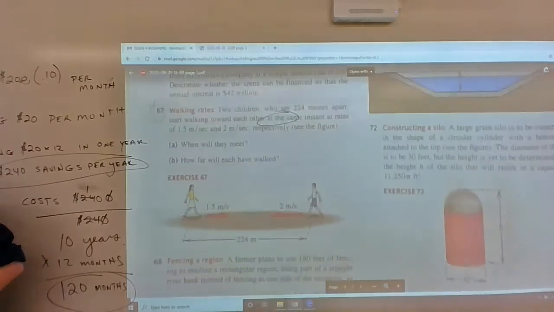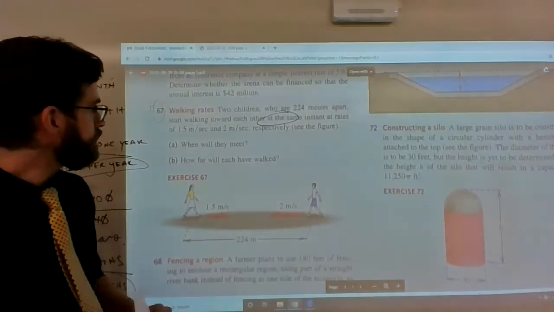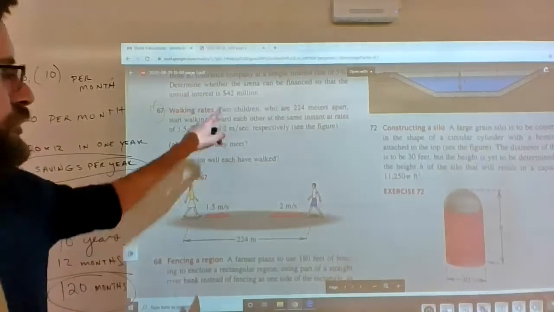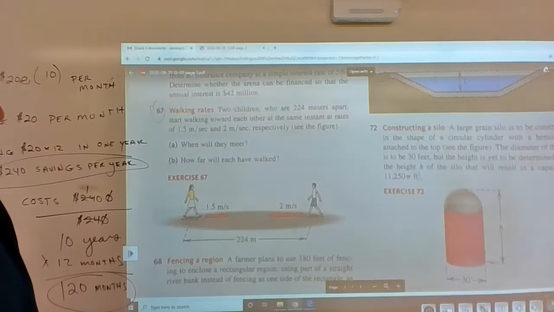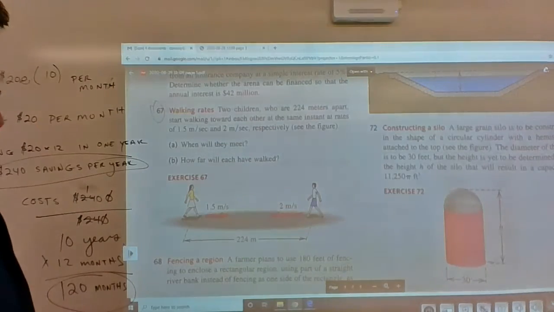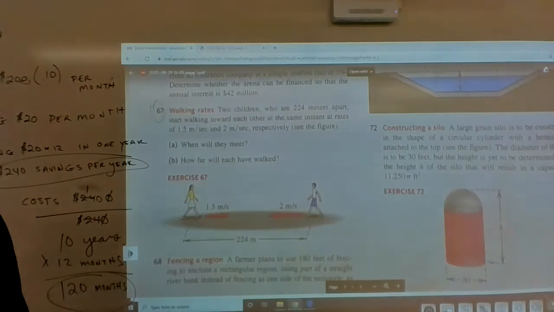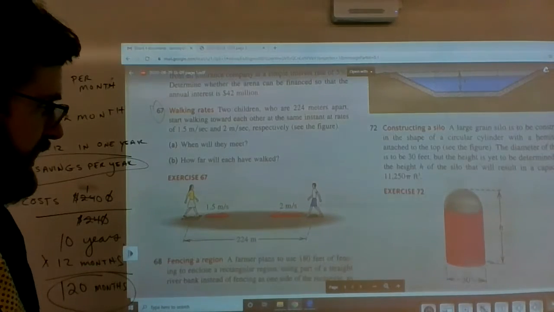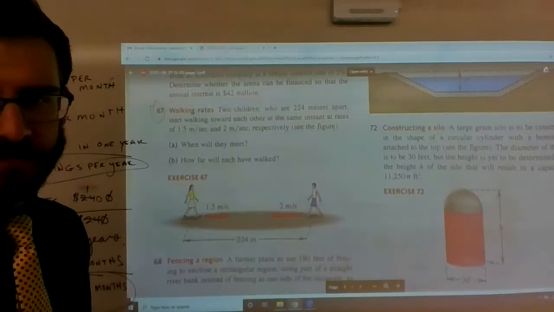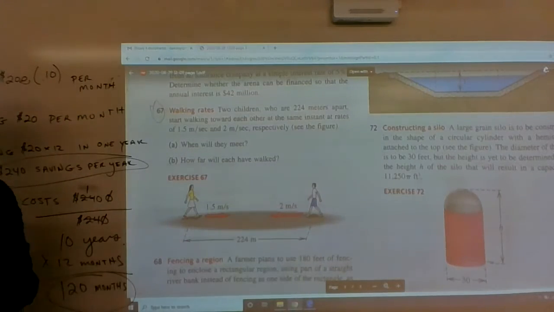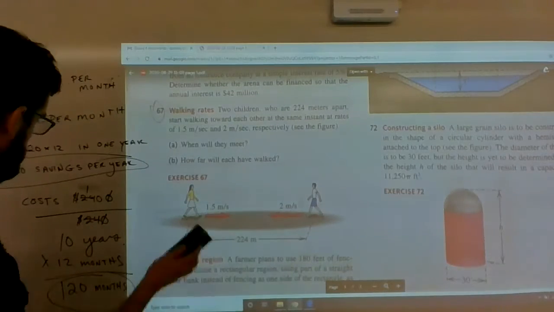All right, so it says two kids who are 224 meters apart start walking towards each other at the same instant at rates of 1.5 meters per second and 2 meters per second. So you've got the visual. How would we determine when they will meet?